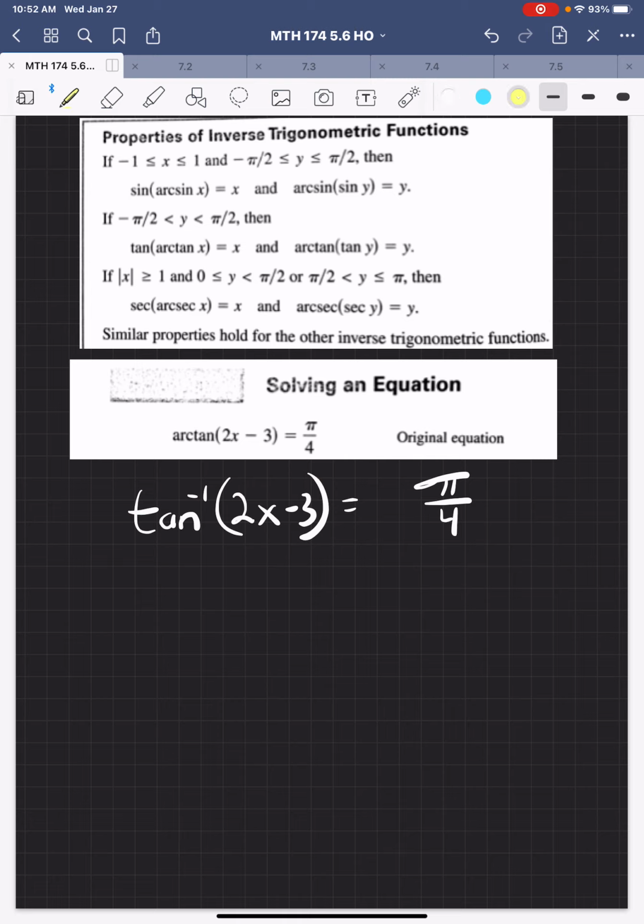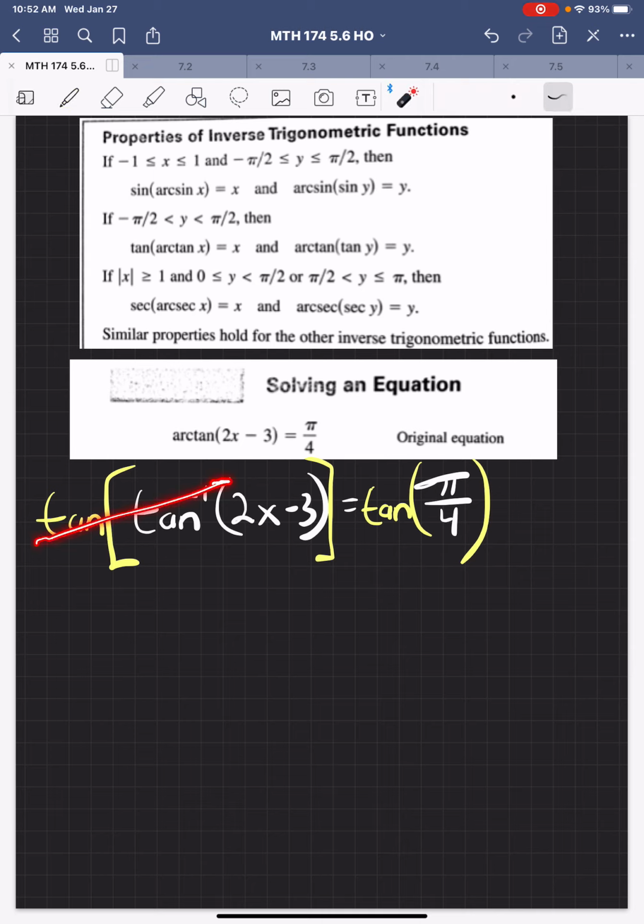So let's go ahead and do that right now. So let me take tan of the left side of the equation, and I can do that as long as I'm willing to take tan of the right side of the equation. So let's start with the left side. So tan of tan inverse, that is going to undo each other. It's going to cancel out. What you would be left with is simply 2x minus 3.